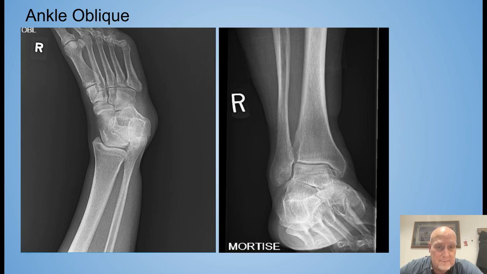It looks good. You'll note that on the Mortise view, we're able to see the talar dome really, really well right here. That's what we're striving for, to be able to look like that tibia and fibula are making a hat over top of the talus. So we've got a really nice view of the talar dome. And this one over here is not bad at all. Like I say, it's just an annotation issue. So pay attention to the way that you're hanging images, okay?